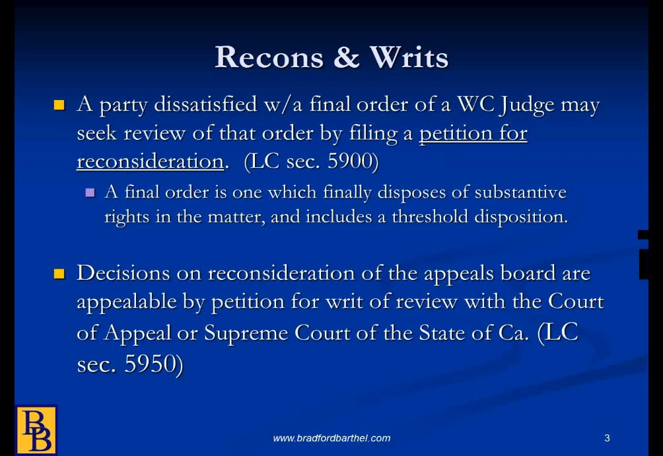So with that, let's go ahead and dive right in. We'll start with the first level of appeals, which is a petition for reconsideration. And the standard is the same for writs. Any party who is dissatisfied with a final order from a workers' compensation judge may seek review of that order by filing a petition for reconsideration.